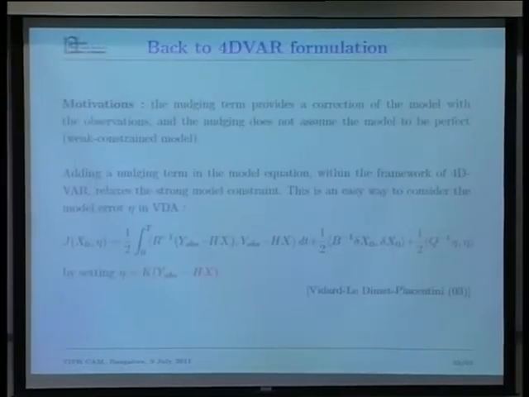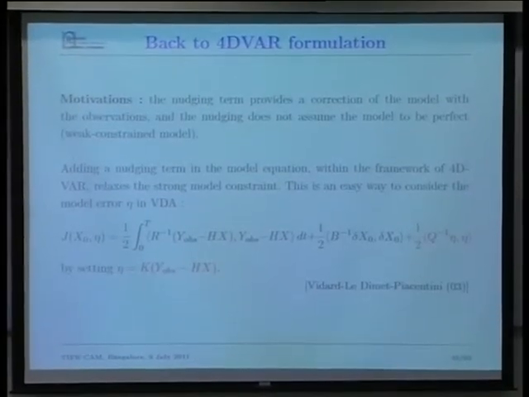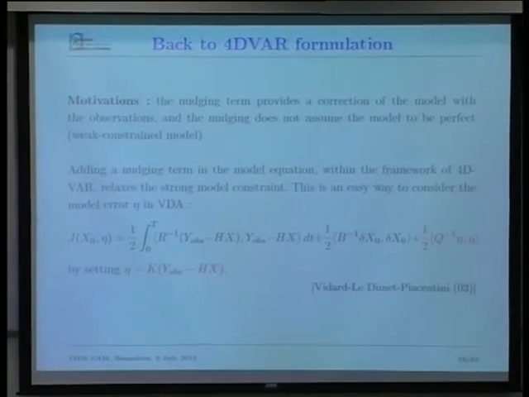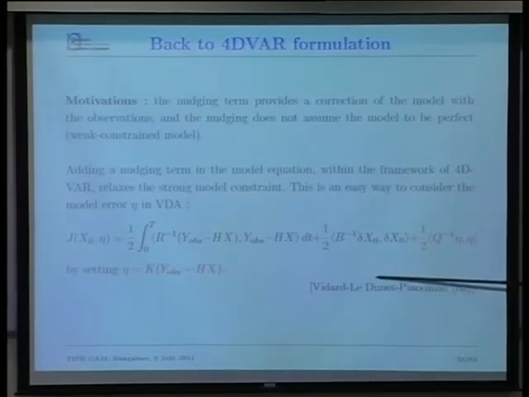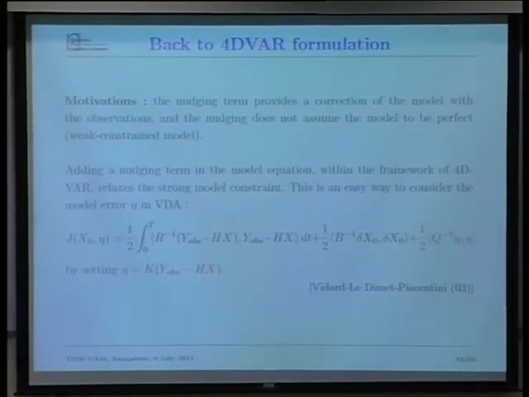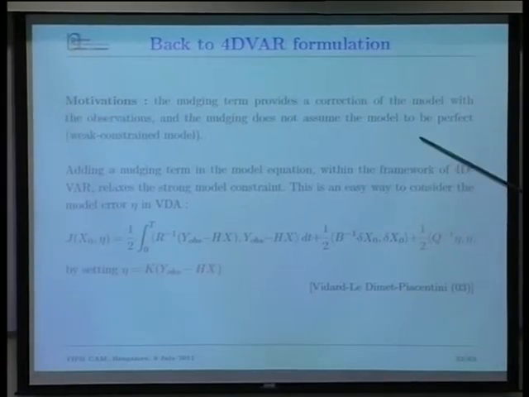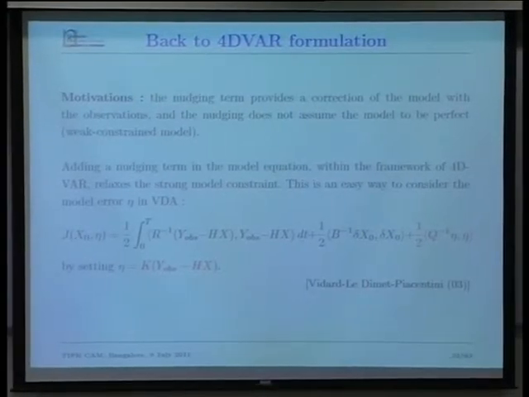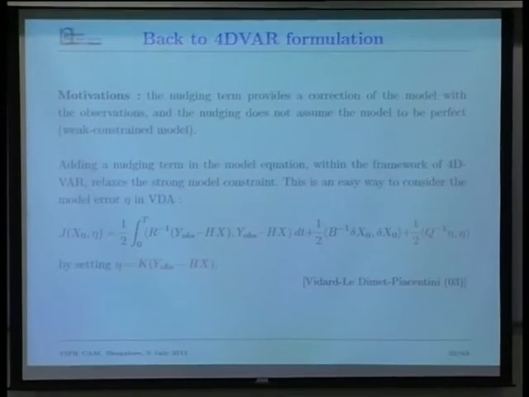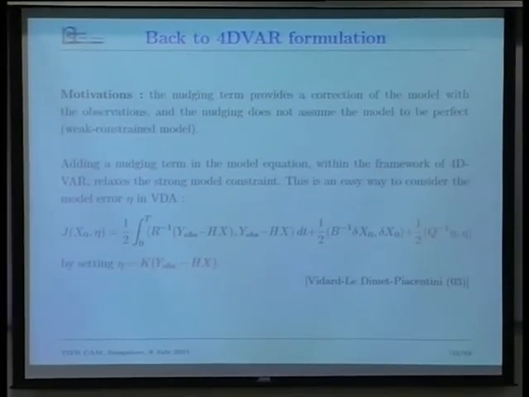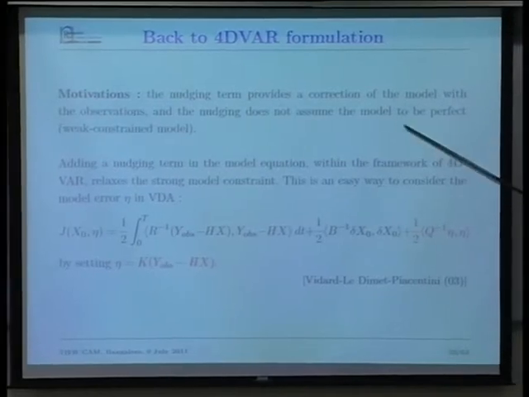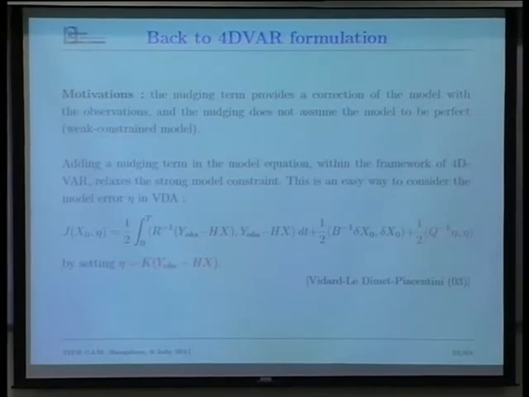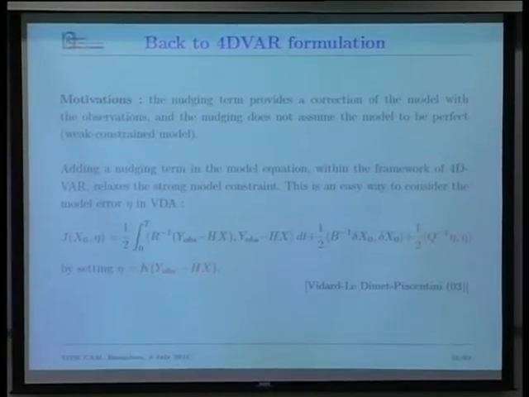So if we are back to the 4D-Var formulation, there is a nice paper of Vidard, Le Dimet, and Piacentini in 2003. I think it was in Tellus. So the idea is that they study the fact that the nudging term provides a correction of the model. The good point of the nudging, as we have seen yesterday, is that you don't assume the model to be perfect. It's a weak constraint data assimilation.